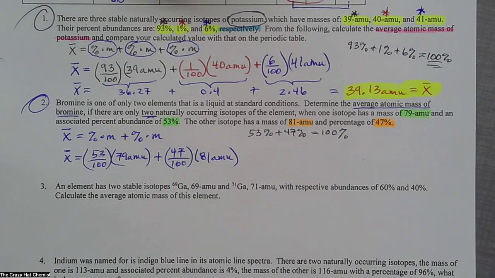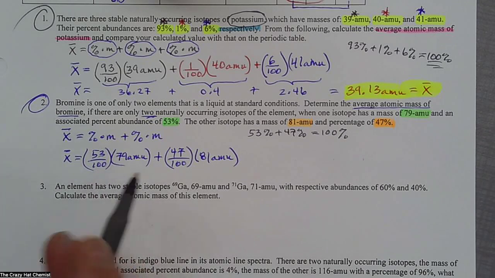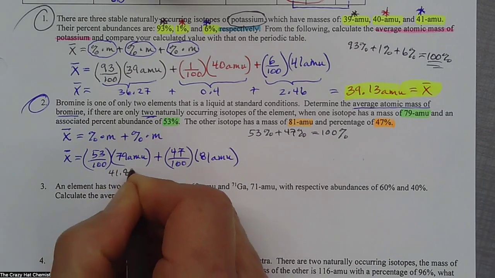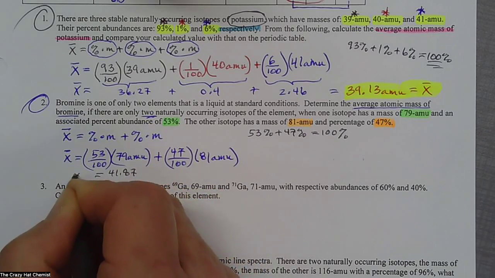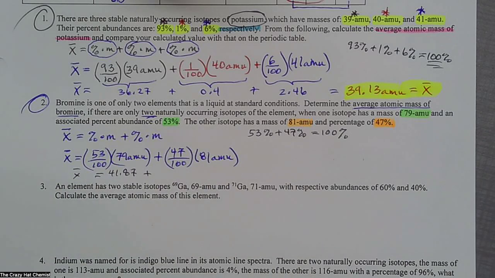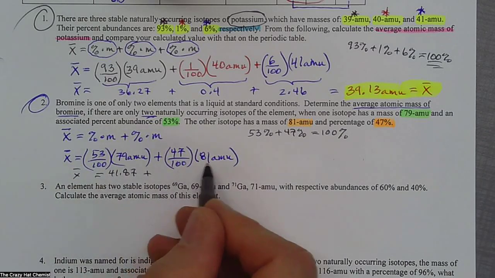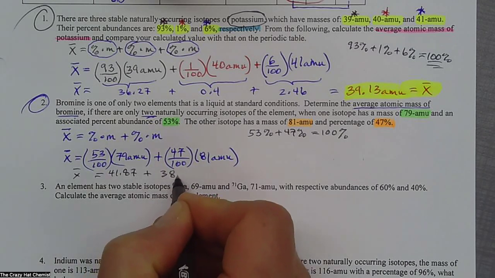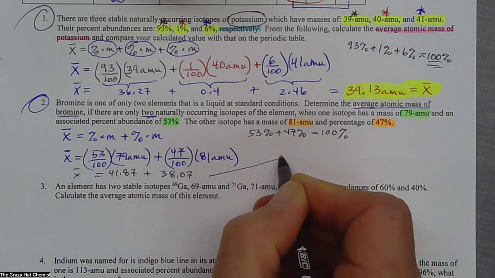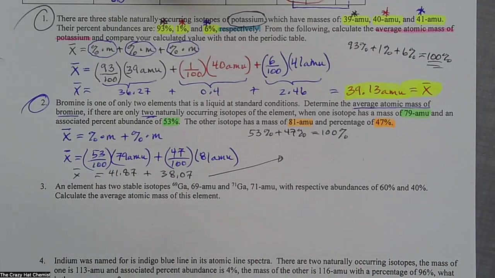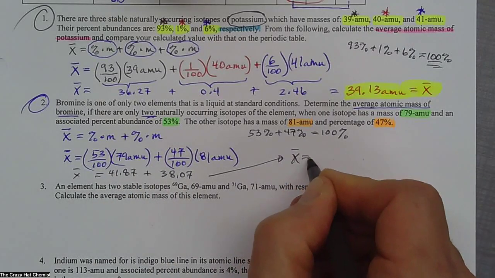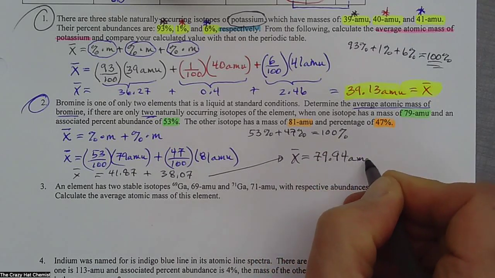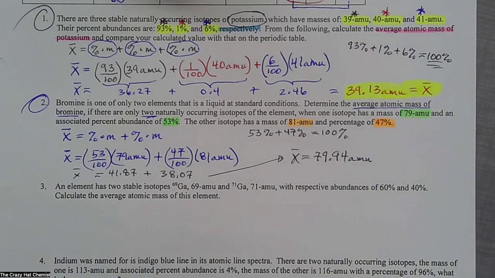That is 53 divided by 100 times 79, which will equal 41.87. And then it's 47 divided by 100 times 81, and that will equal 38.07. Then we're going to sum up these two numbers. The average is equal to 79.94 atomic mass units. And this is our answer.